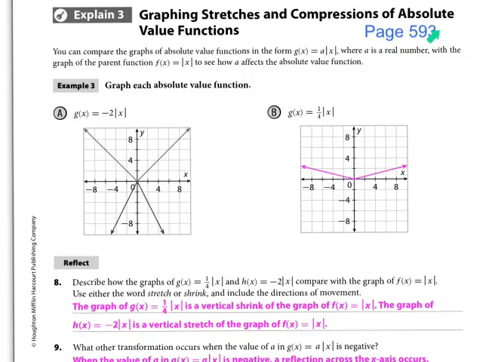Okay, I'm on page 593 now. I'm looking at A and at B. So let's talk about these numbers now that are in the front, the A. The A is equal to -2 for this problem.